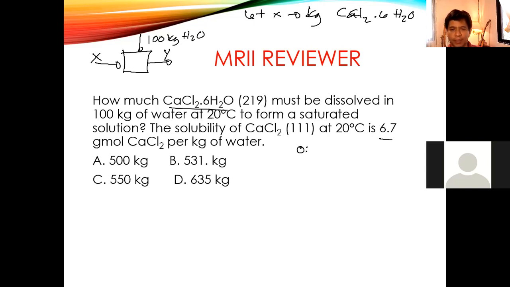So, the overall mass balance. X plus the 100, you add them, since both are entering. Then this is equal to Y. Any question regarding the overall mass balance equation? Then, the calcium chloride balance.